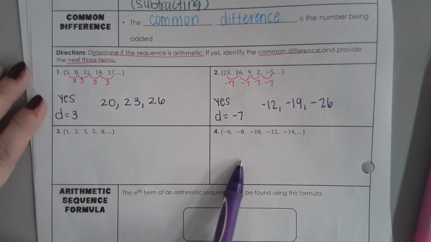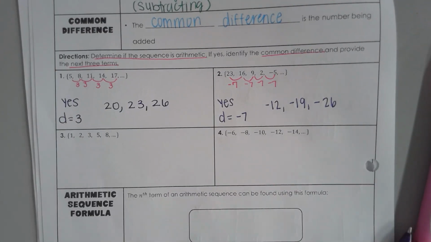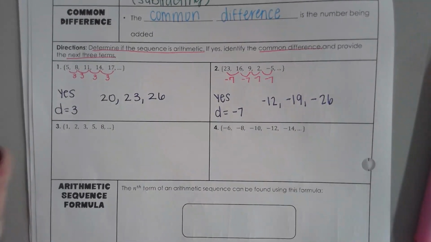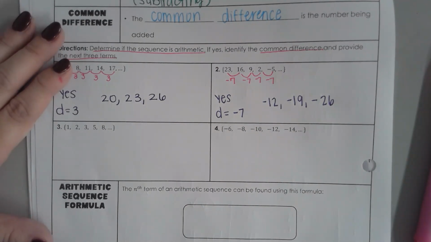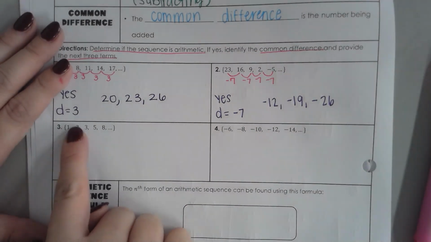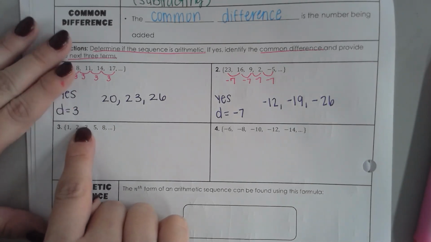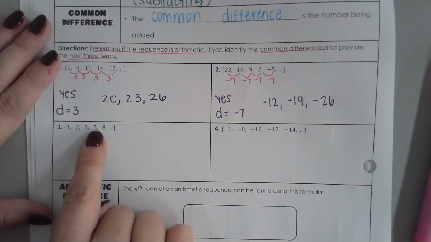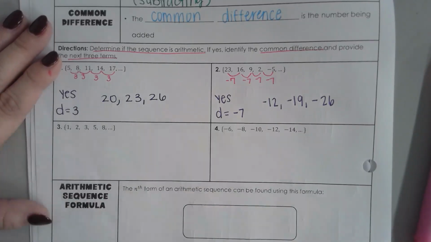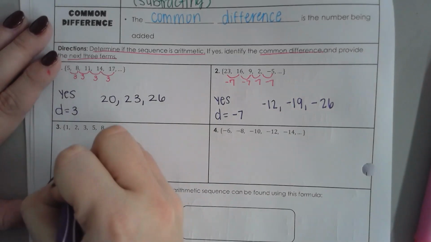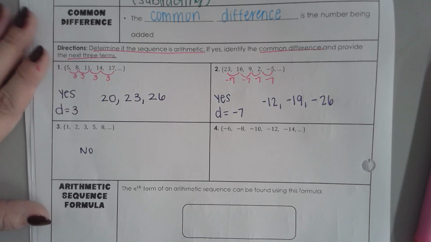I want you to try numbers 3 and 4 on your own. If it is not arithmetic, just put no and move on. Number 3, is it arithmetic? No. It's not, because look, 1 plus 1 is 2, plus 1 is 3. Okay, I'm adding 1. But is 3 plus 1 5? No, that's plus 2. So it does not follow the same pattern, so you just put no and you move on.